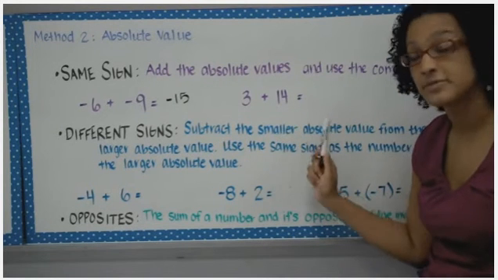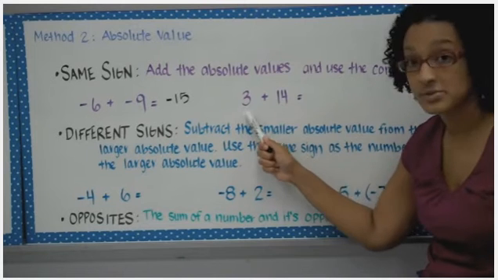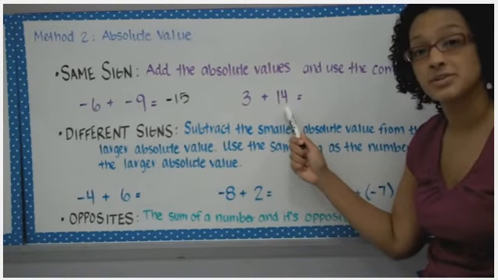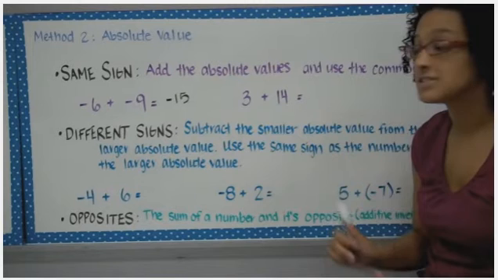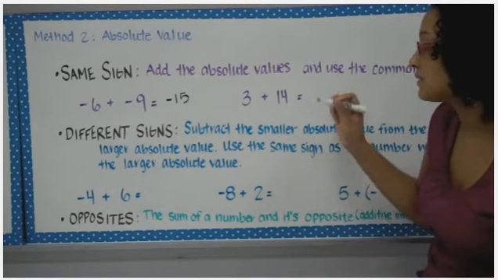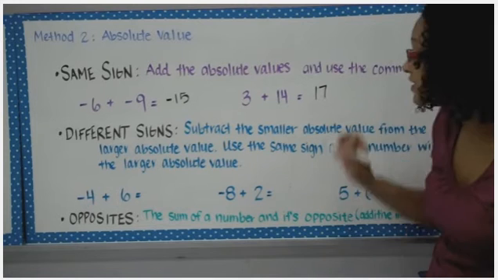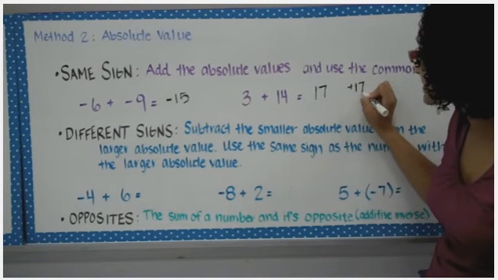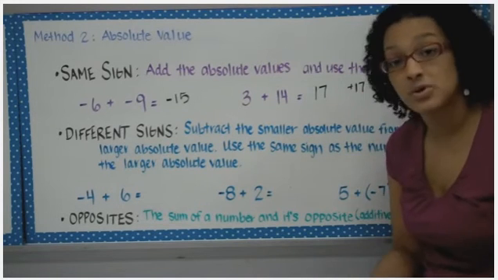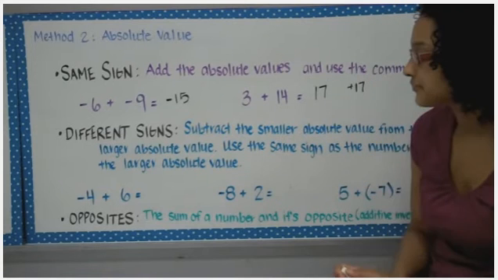Our next example, 3 plus 14. Let's add the absolute values. The absolute value here is 3. The absolute value here is 14. 3 plus 14 is 17, and since they're both positive, it's going to be a positive 17. When the answer is positive, you don't have to make a plus sign, but if it helps you keep your work organized, it's okay if you do for now.